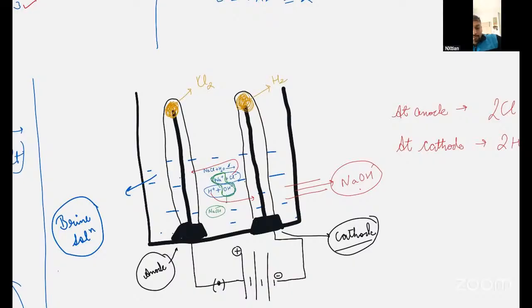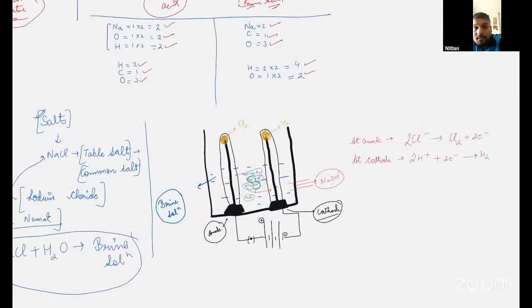NaOH is formed by the mixing of Na and OH. And H plus will move towards the cathode, get 2 electrons to become H2 gas, and chlorine will go towards the positive terminal, the anode, and it will make chlorine gas there, like this. Everyone got it?